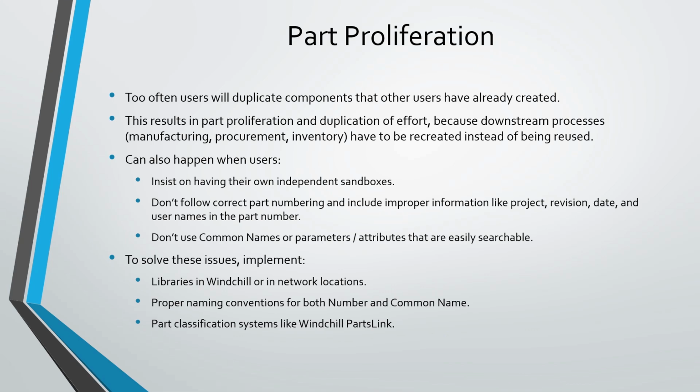The way that you can solve these issues, first and foremost, use libraries. Whether you're using libraries in Windchill or maybe you have a network folder that everyone has access to. Also, use proper naming conventions for both the number and the common name so that people can search for those components. And if you have Windchill, you could consider a part classification system that will help users navigate through to locate components that they could reuse in their models.